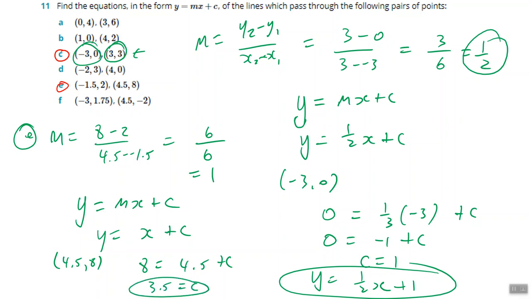Your final equation would be y equals mx, so 1x plus 3.5. Now, another way to write 3.5, I'm not sure if the book did this, is 7 on 2. So it's the same thing. So hopefully that helps.